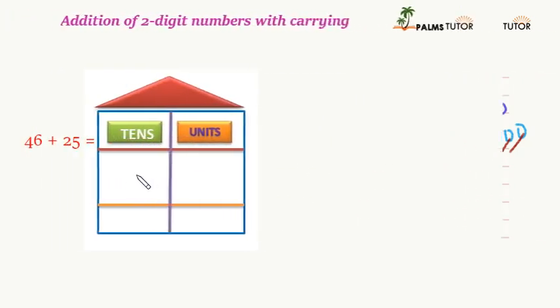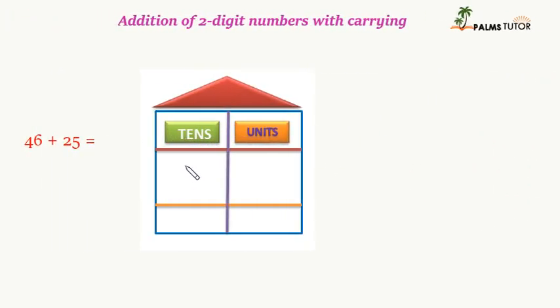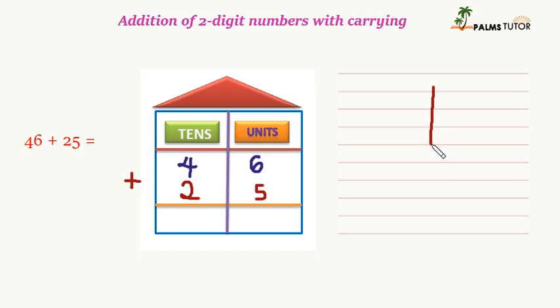46 plus 25. 46 is 4 tens and 6 units. 25 is 2 tens and 5 units. We'll add together by counting. Draw a line and label tens and units. Count under the units place. We count the first number, 6. 1, 2, 3, 4, 5, 6.